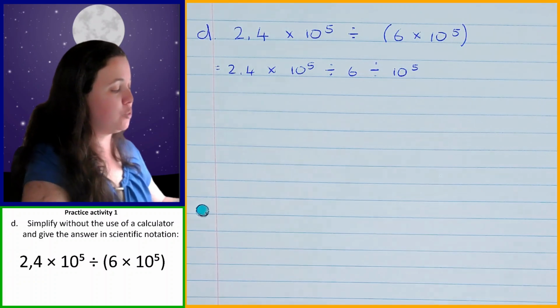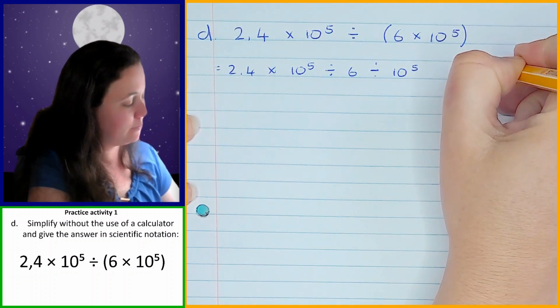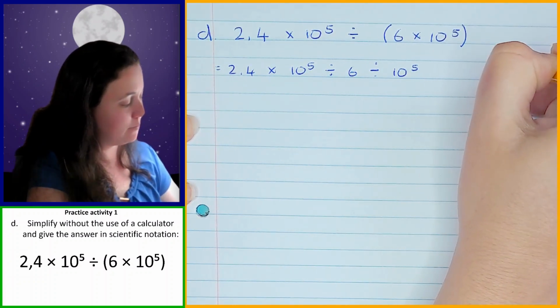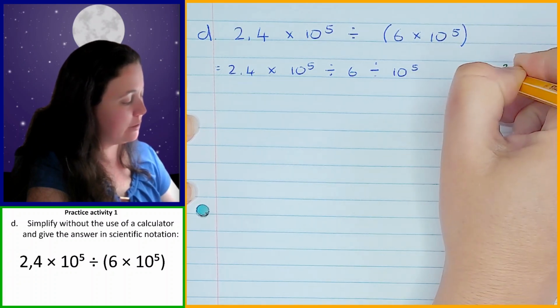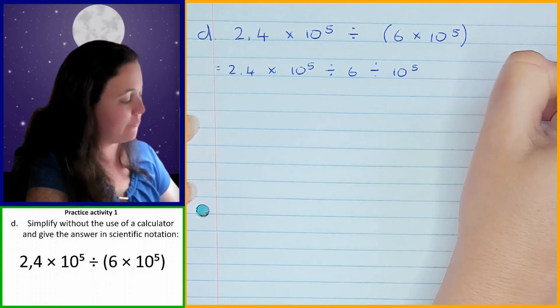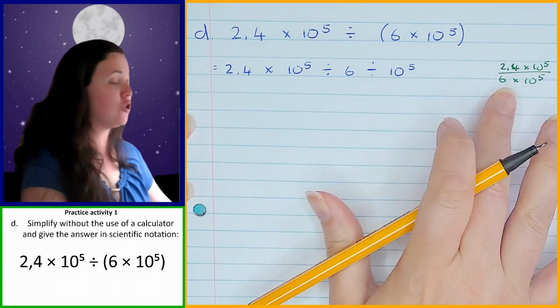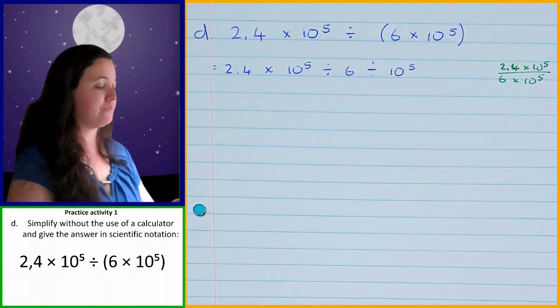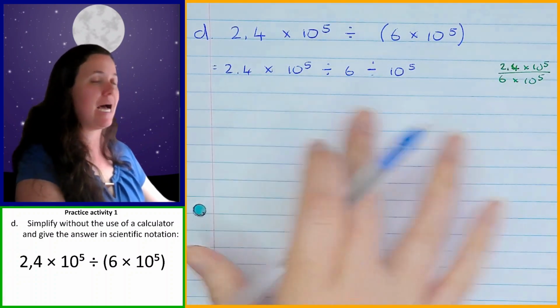Now you could have done this writing it as a fraction if you wanted to, by writing it like this, 2.4 times 10 to the power of 5 over 6 times 10 to the power of 5, and that would be fine as well. So if you chose to do it that way, it's fine. Okay, so let's go and have a look at how we would now simplify this.